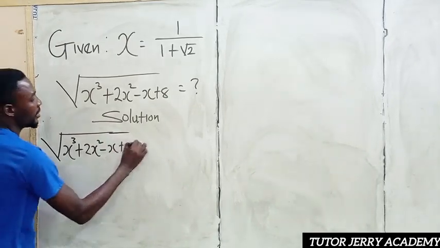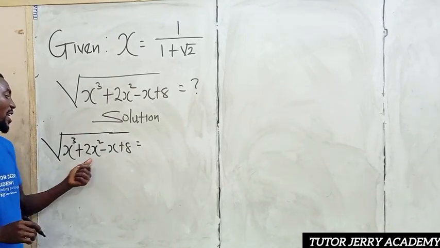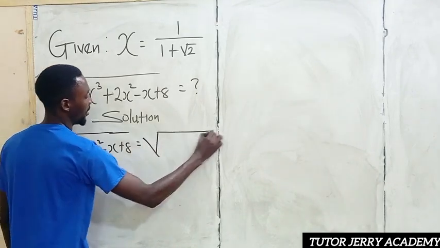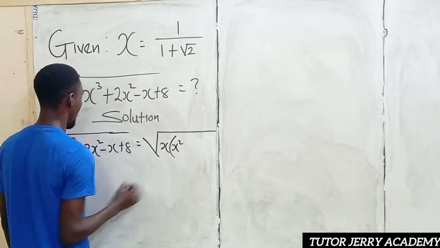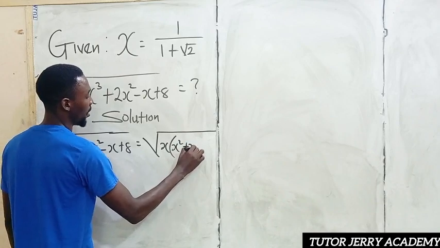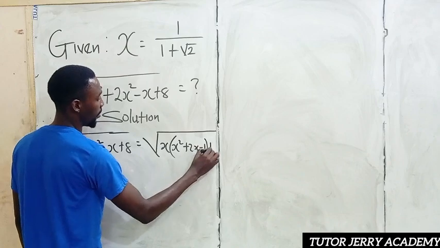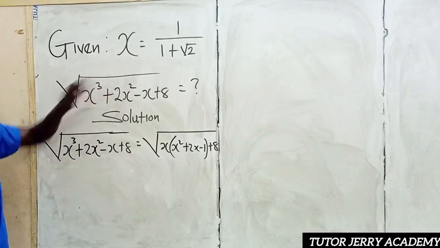Now you know that x is common here, here and here. I'll factor out x. So I'm going to have this as x into x squared plus 2x minus 1, everything plus 8. So let's keep this like this. Now let's start with this.